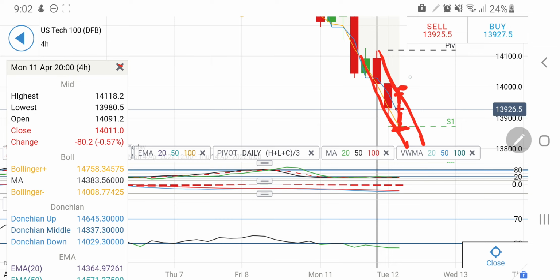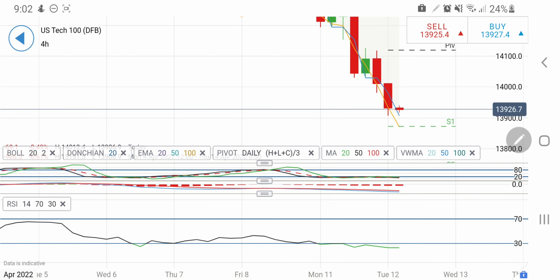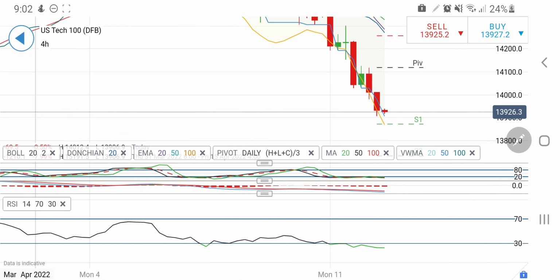Beyond 14,000, it is a definite long entry where you can expect 14,100. This zone at 14,100-120 is going to remain a fairly strong resistance for US 100 for any rise today, and I'll be watchful of that.